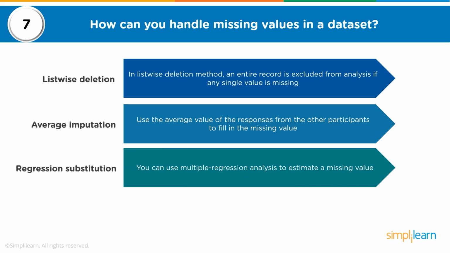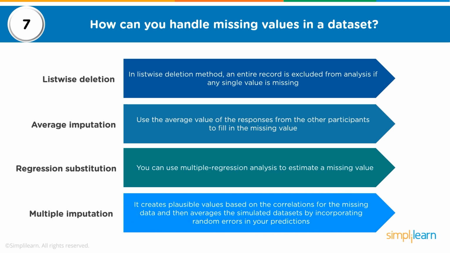Regression substitution. You can use multiple regression analysis to estimate a missing value. That kind of goes with the average imputation. A regression model means you're just going to generate a prediction as to what you think that value should be for those people based on the ones you do have. Multiple imputation. When we talk about multiple imputation, it creates plausible values based on the correlations for the missing data, and then averages the simulated data sets by incorporating random errors in your predictions.